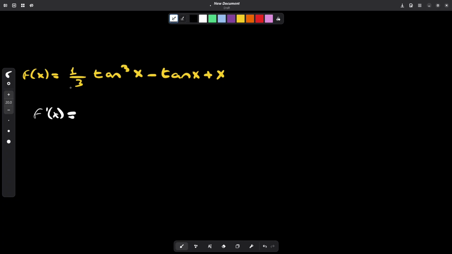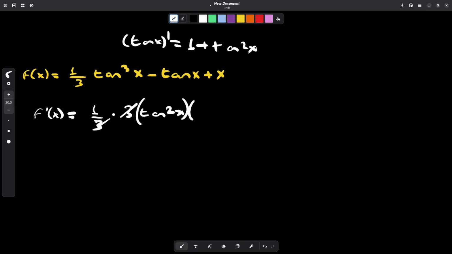F derivative x, 1 over 3 tan cubed x minus 10x plus x. Alright, composite form again. We will start with the cube, 3 tangent squared x minus, no, we did not differentiate the inside of it. Now, cancel these out too. I can multiply with the derivative of the inside. Oh my god, differentiate 10x 1 plus tan squared x.